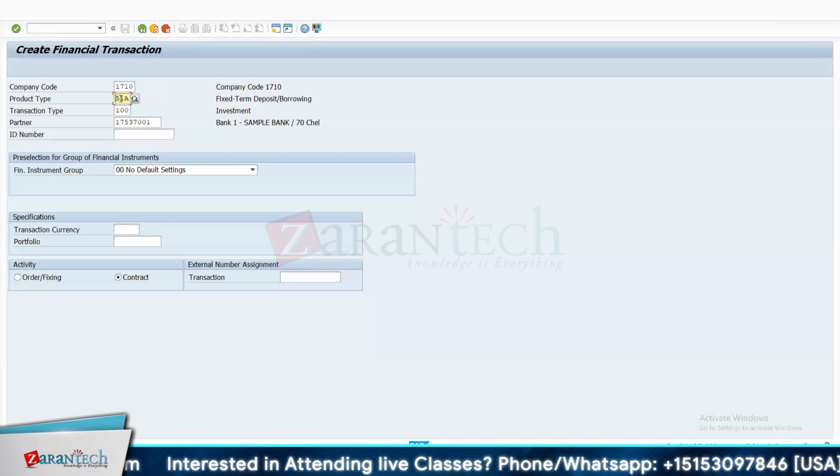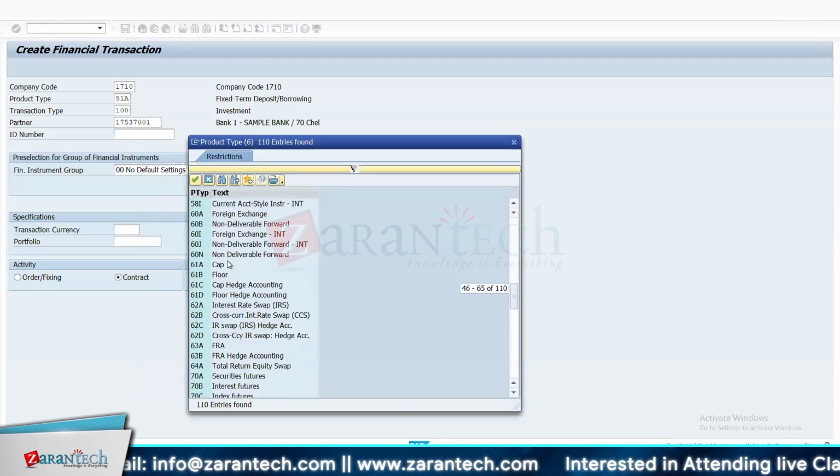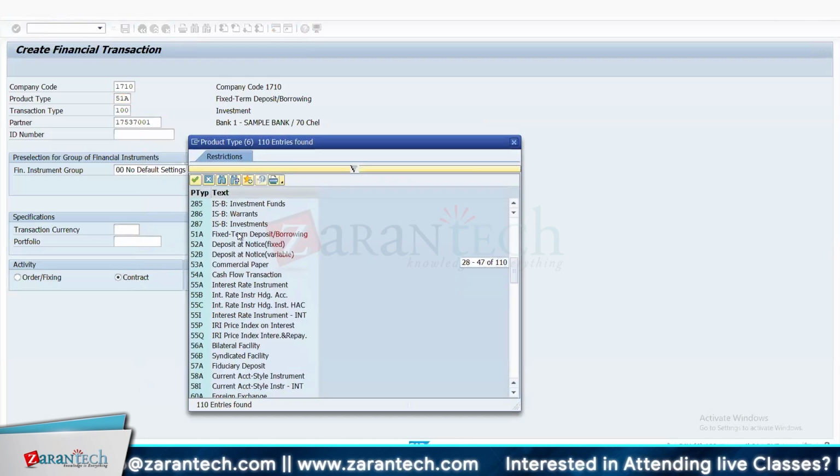So I'm starting with a very simple product. I think most of the people here should be familiar with the fixed term deposit, which is like a fixed deposit with the bank, where you go and let's say you give some money to the bank and you expect some interest income out of that. It can be monthly, quarterly. It can even be at the end of the term. Let's say you don't want any interest income, you just want to calculate it. Even that can be done. So the product is 51A. Yeah, 51A.